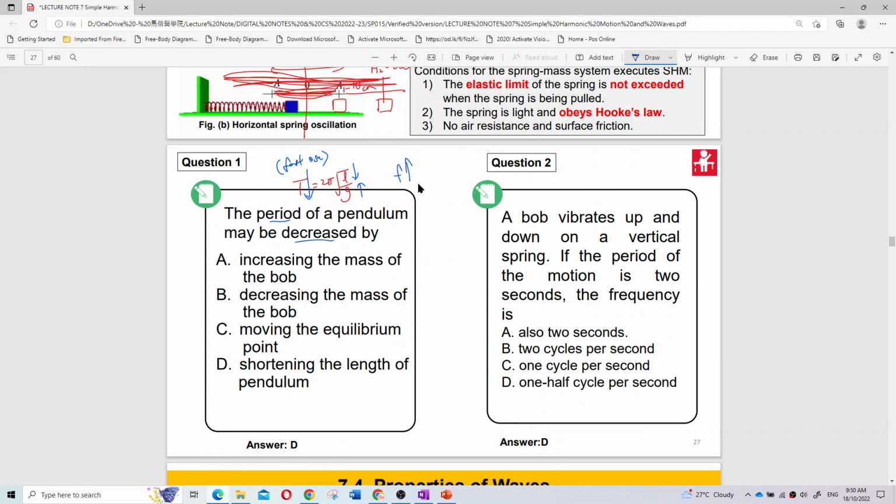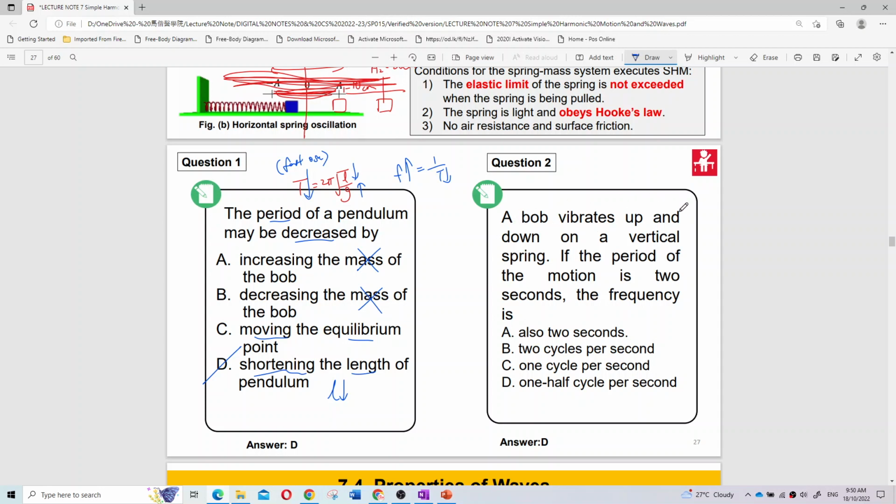Kalau period decrease, frequency increase. Okay, fast oscillation. So, how? Shortening the length of pendulum. Betul, shortening the length. Mass tidak ada kan? Tadi dah cakap mass tak ada. Moving the equilibrium point. How do you move the equilibrium point? Boleh move kah? Tak boleh. So tak adalah, mustahil ya. So shortening the length, that's correct. Brilliant, excellent, exceptional. Okay.